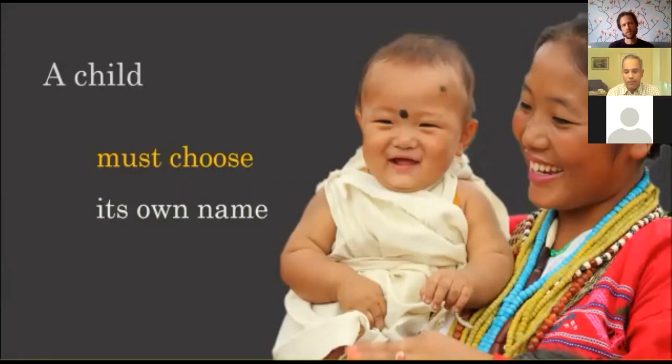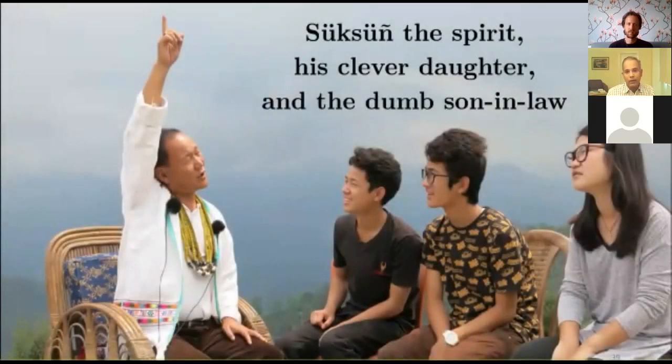And my friend Labi the other day told me his child naming ceremony was quite a tedious one. It almost dragged on for a month because the child was not accepting any name that was given to it. So this may look strange, but there is a reason behind it, and the reason can be discovered by analyzing this story. So I'd like to share this story with you. The story is titled Section the Spirit, His Clever Daughter, and the Dumb Son-in-Law.